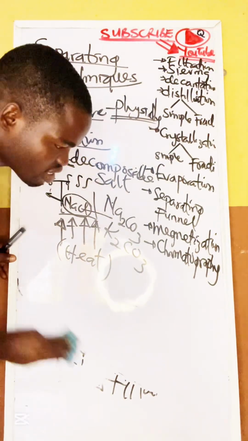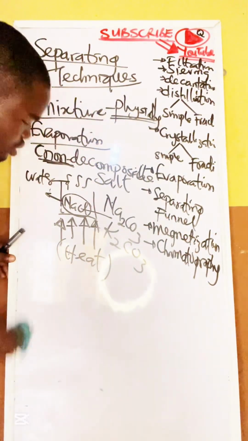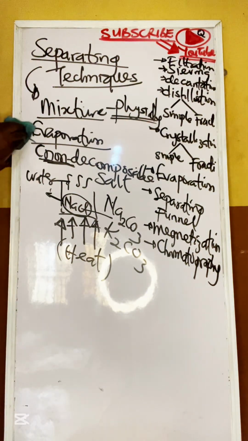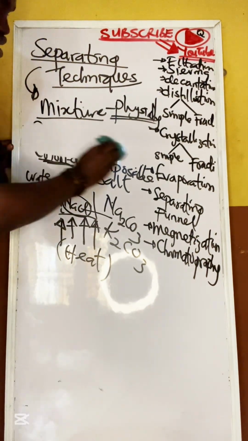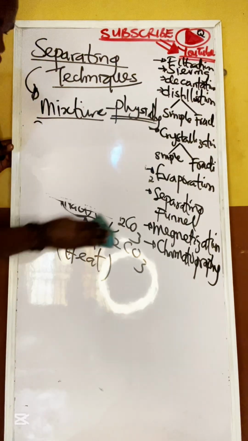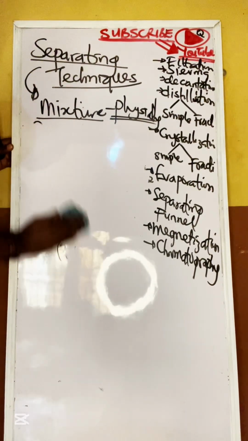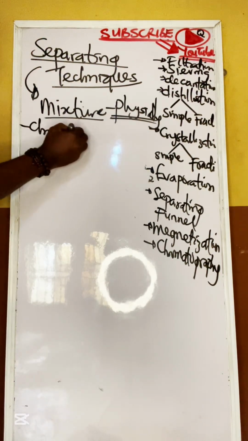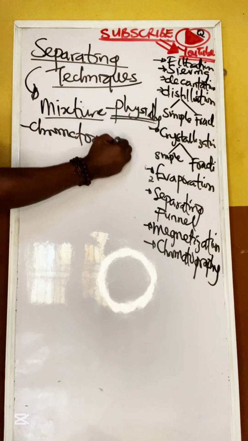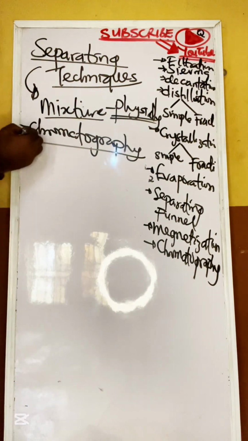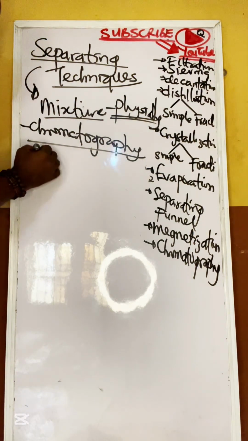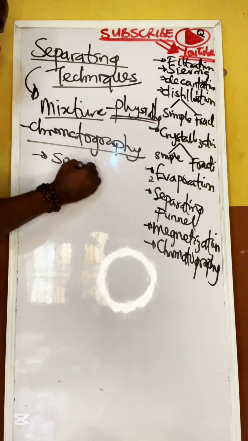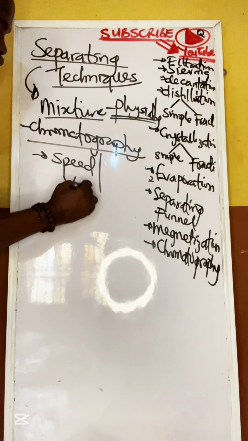Number 5. Okay, I have to clean it because I have to explain that one very well. Is chromatography. Now, what is the principle? What is the property that is being used here? Is what they call speed. Speed, or some people call it velocity.